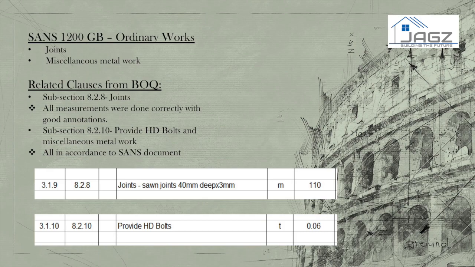Clause 8.2.10 Provide HT bolts and miscellaneous metalwork. The unit of measurement advised by the SANS document is in tons. The method of procurement of the bolts shall be stated. Separate items scheduled as specified in 8.2.9b. This has been measured in accordance to the SANS document.